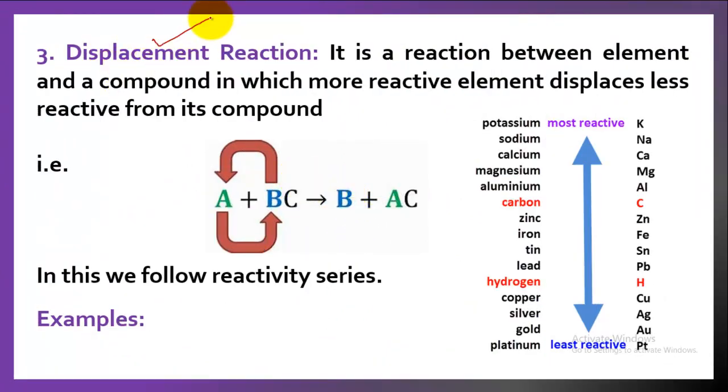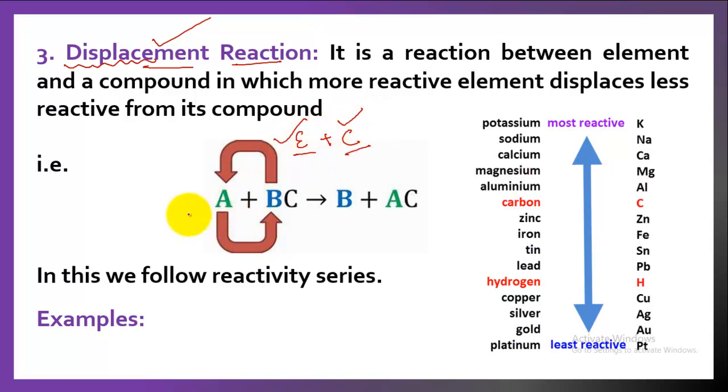Next type of reaction is displacement reaction. As the name suggests, in this reaction some substances are going to get displaced, that is, change of place. So displacement reaction is basically a reaction between an element and a compound. It is always between an element and a compound.